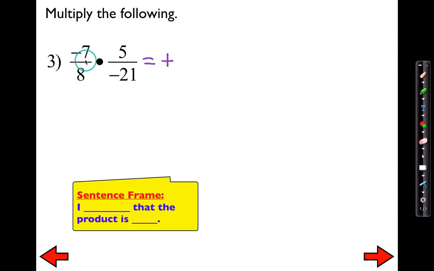So first we're going to check if we can cross reduce. So 7 and 21. Do 7 and 21 have something in common? Yes, they both have a 7 in common. 7 divided by 7 gives you 1. 21 divided by 7 gives you 3. Do 8 and 5 have something in common that we can reduce by? The answer is no. So I'm just going to multiply across. 1 times 5 is 5. And 8 times 3 is 24. So I concluded that the product is 5/24.